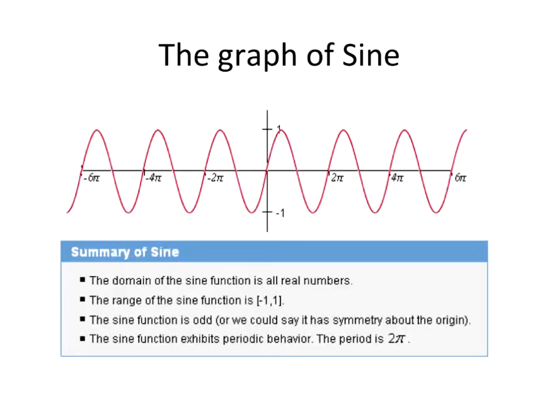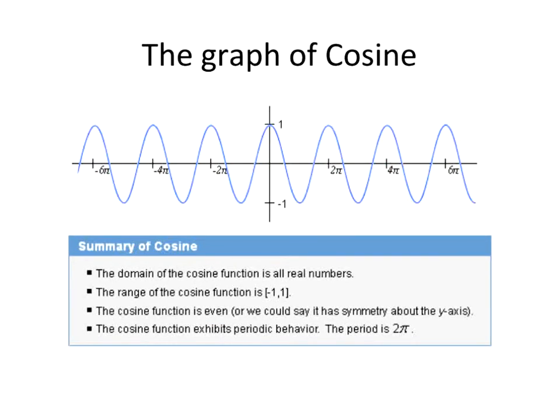So let's take a quick peek at the graph. So here's our graph of sine. Remember we said at 0 it was 0, at 2 pi it was 0. Now cosine is different. So here's our graph of cosine. So what this one is telling us is that at 0 it has a value of 1. Now why would that be true?